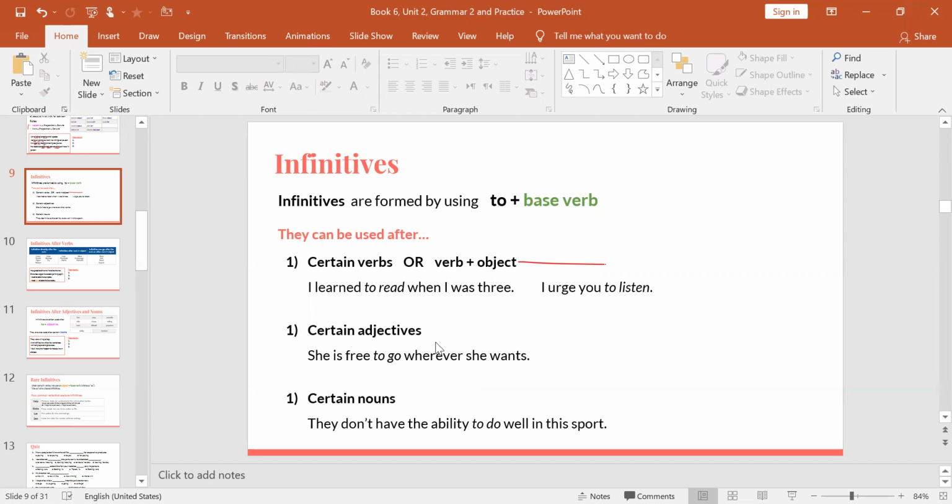After certain adjectives. She is free to go wherever she wants. And then also after certain nouns. They don't have the ability to do well in this sport.